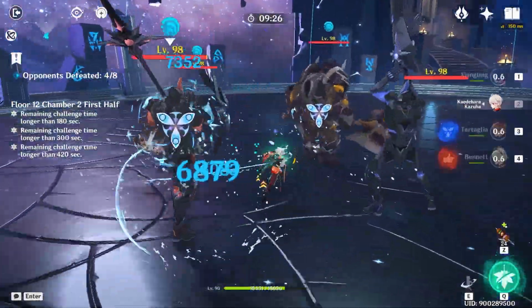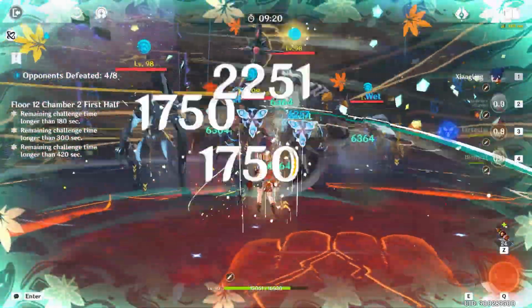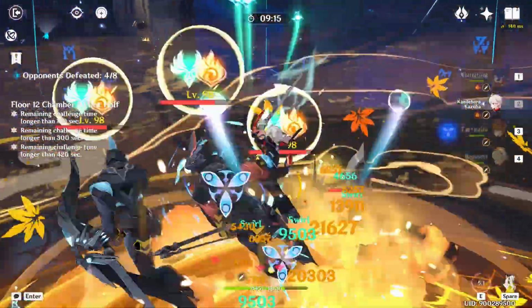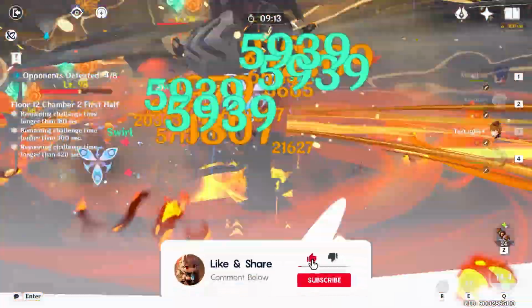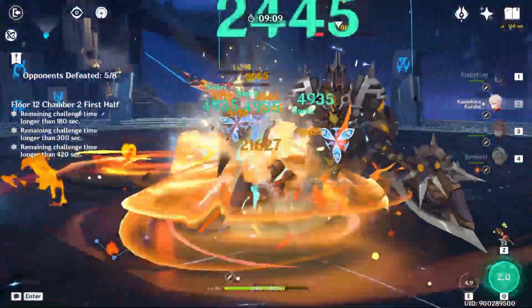Next are the Amplifying Reactions. Amplifying Reactions include Vaporize and Melt. Unlike Transformative Reactions, Melt and Vaporize do not deal damage of their own. Instead, they multiply the damage of the attack that triggers them by either 2 times or 1.5 times depending on which element triggers the reaction. The damage is multiplied again by a percentage determined by the elemental mastery of the character.